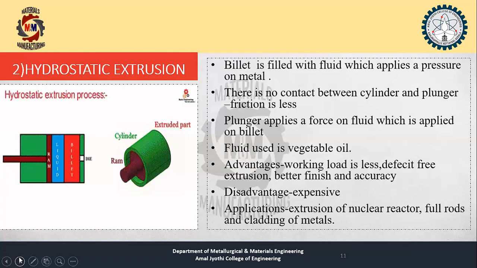The main advantages of hydrostatic extrusion are that the working load is less, and it gives defect-free extrusion, better finish and accuracy. The disadvantage is that it is very expensive. The major applications of hydrostatic extrusion are extrusion of nuclear reactor fuel rods and cladding of metals.